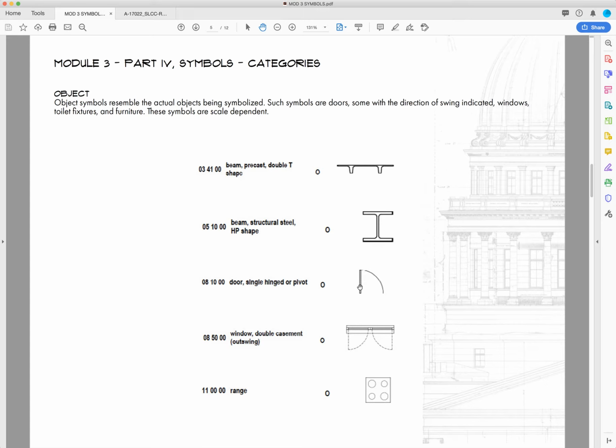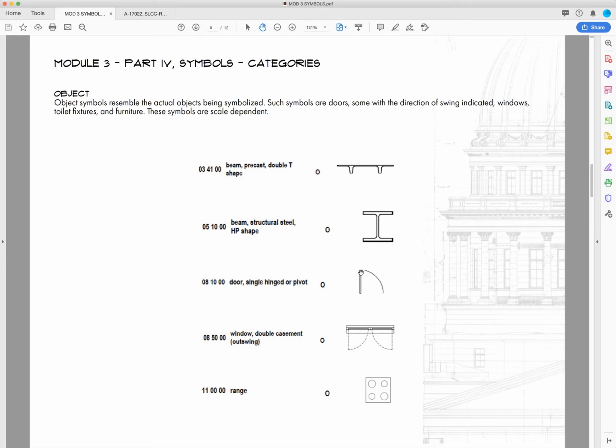You don't want a giant door that doesn't fit, or on the contrary, you don't want a tiny door that doesn't fit. So these are scale dependent. They should reflect the size and scale of your plan and drawing. So here's some beams that would be shown in section. Here's another beam that would be shown in plan or section, depending on how it's oriented.